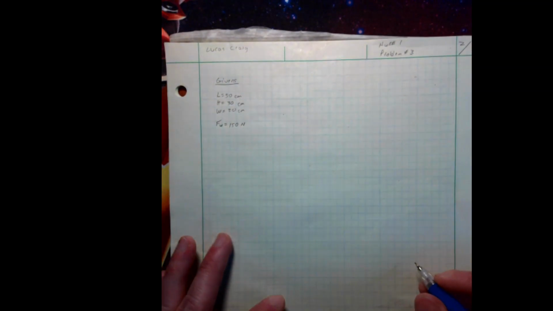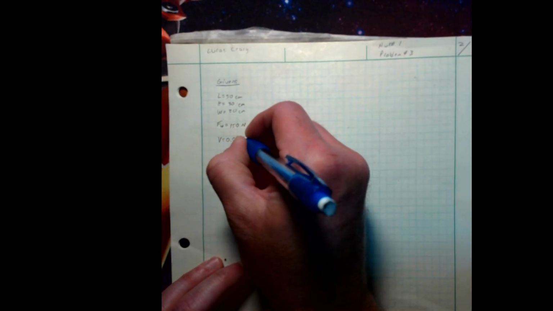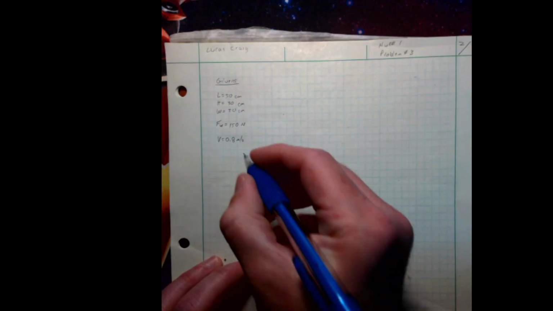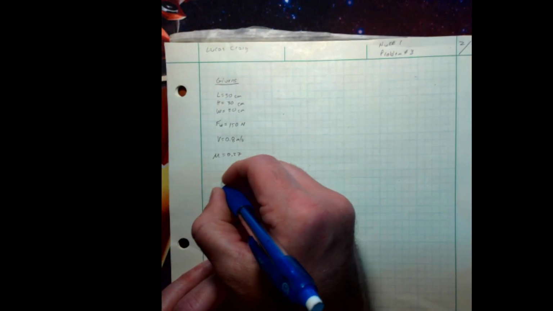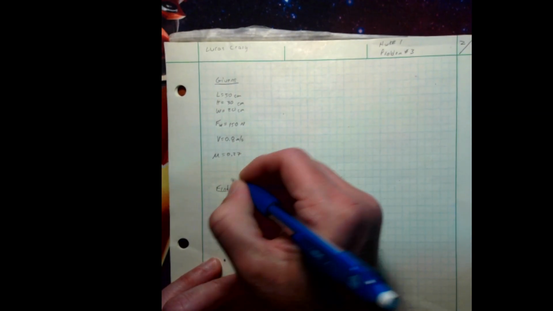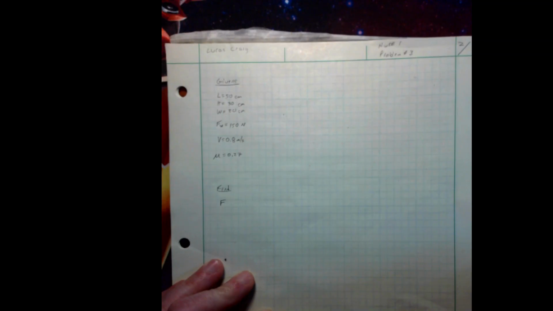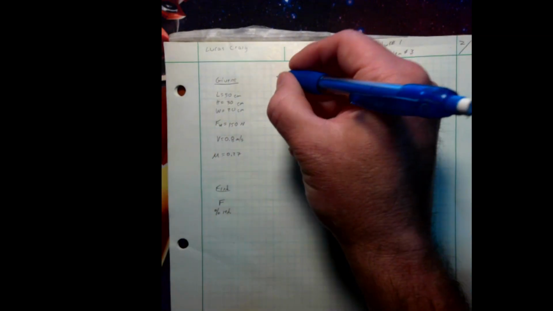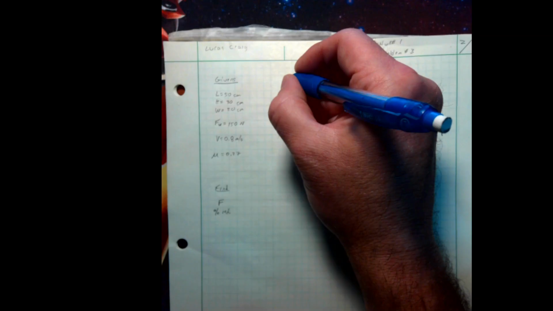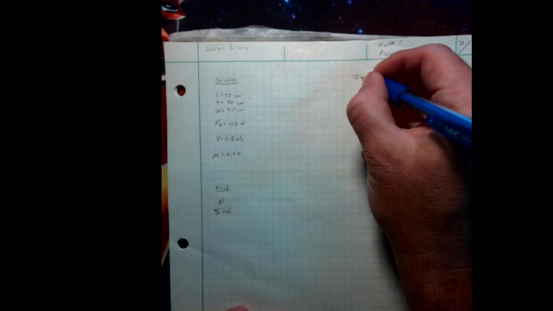So we got constant velocity of 0.8 meters per second. Coefficient of friction is 0.27. And I'm going to put find right here. We're looking for F and percent reduction. Okay. Givens, find, bare minimum. Here's our sketch.